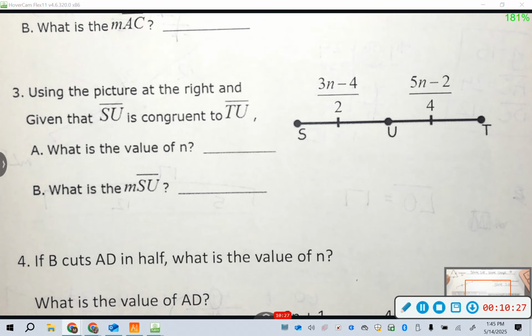Flip it over and look at number 3. I'm just going to help you set it up. Okay, but the back is what you're doing today. That's the practice.